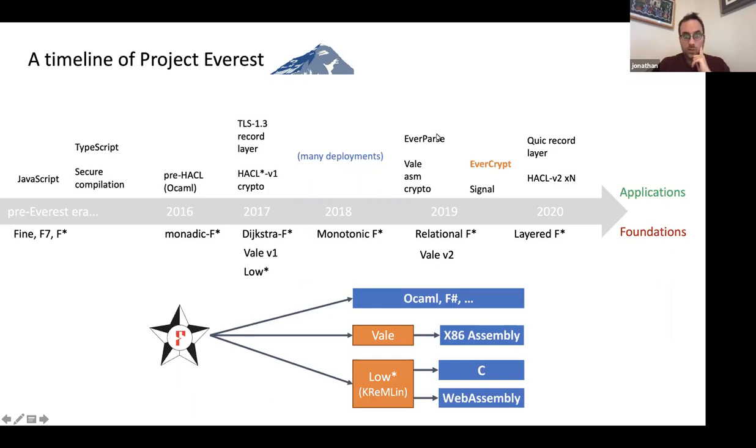We started looking at parsers, which is another big part of that software stack. Another project that brings the assembly and the C implementations together under a big unified modern API is EverCrypt, the Everest crypto library. We started moving further up the stack, looking at actual applications such as Signal, the QUIC record layer. And in the meanwhile, we continue to improve our techniques and refining our verified crypto library to have parallel SIMD implementations.